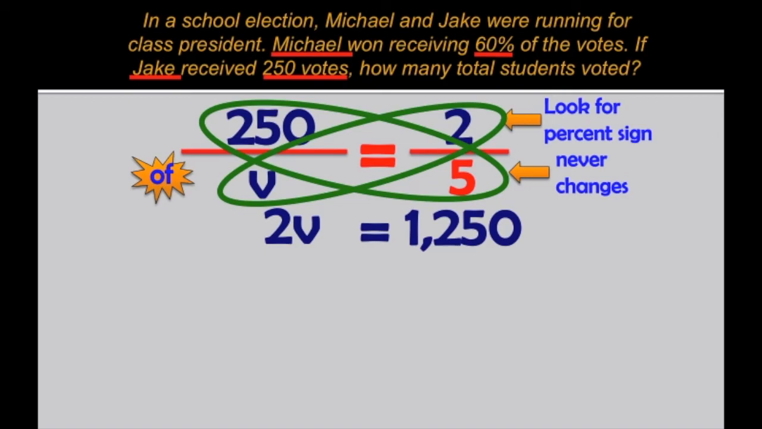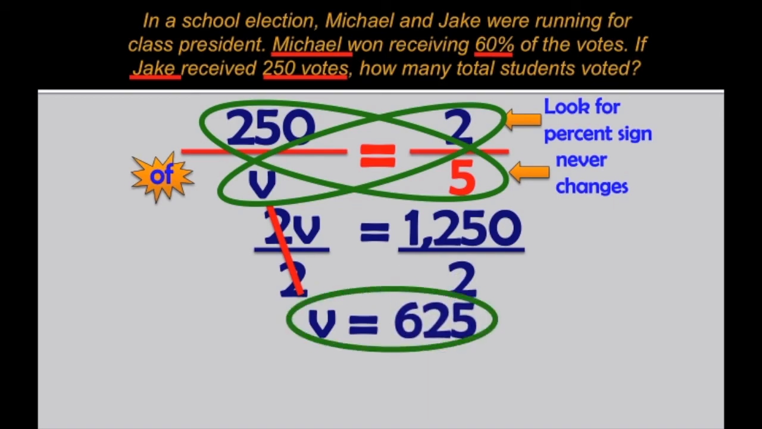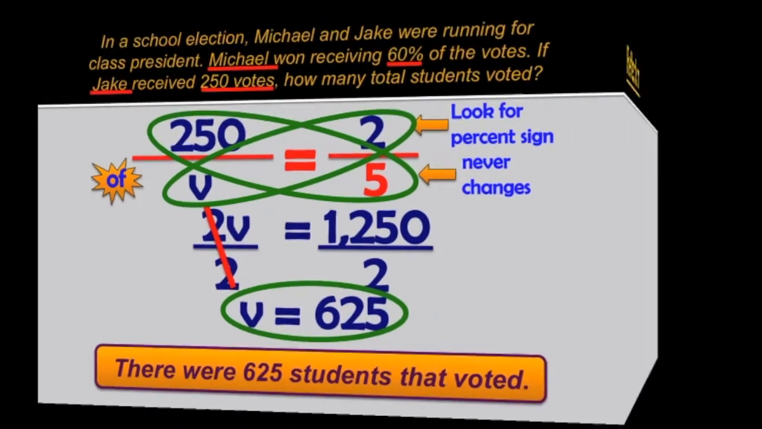I now need to divide both sides by 2. The 2's will cancel. That leaves me with V by itself. I'll bring down the equal sign, and then 1,250 divided by 2 gives me 625. That means there was a total of 625 students that voted.